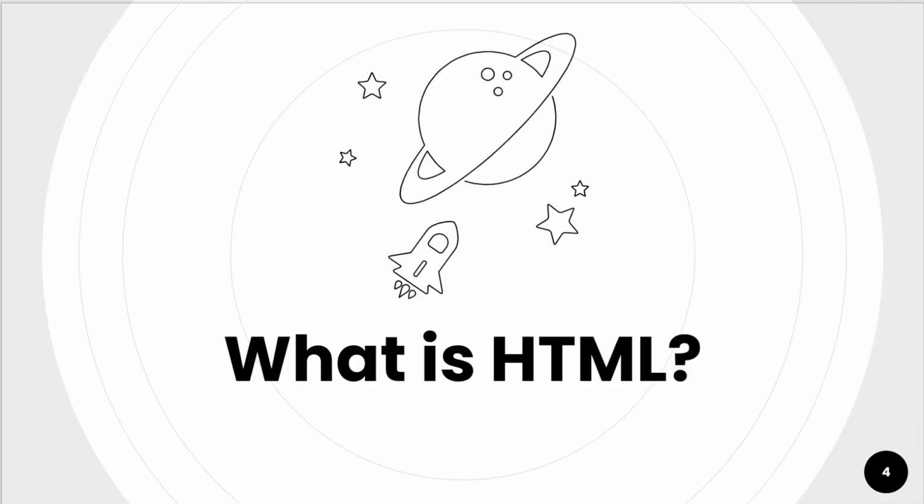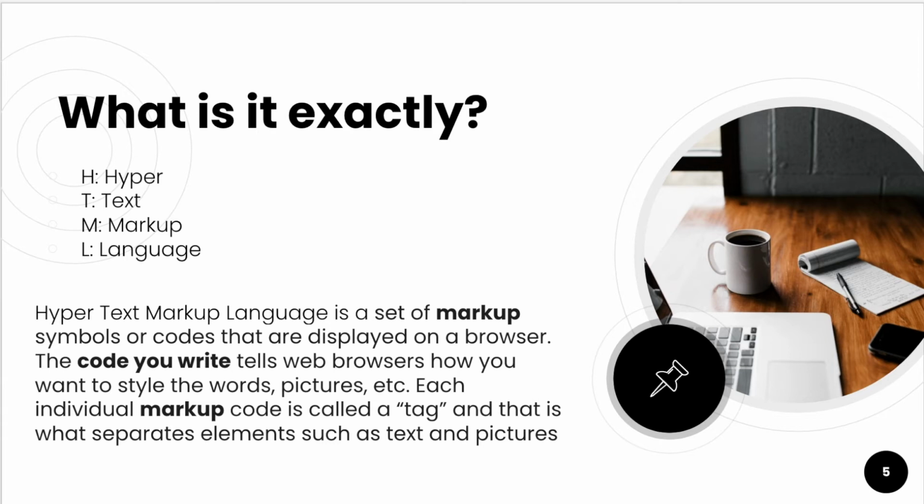Alright, so what is HTML? HTML stands for Hypertext Markup Language. So this is a set of markup symbols or codes that are displayed on a browser such as Chrome, Internet Explorer, and this code that you write tells the web browser how you want to style your words, pictures, images, links, etc. Each individual markup code in the code section is called a tag, and that is what separates elements such as texts and pictures.